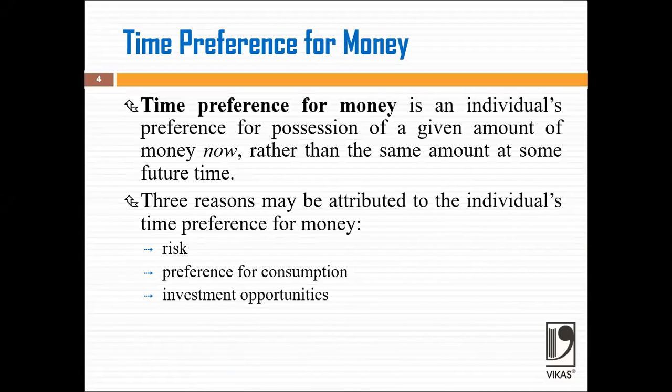Right, so the time preference for money is an individual's preference for possession of a given amount of money now, rather than the same amount at some future time. Right, you compare the value of the money today with the same amount of money after 1 year or after 5 years. Three reasons may be attributed to the individual's time preference for money. There are three things. Risk.